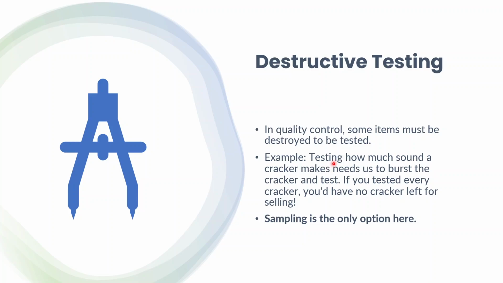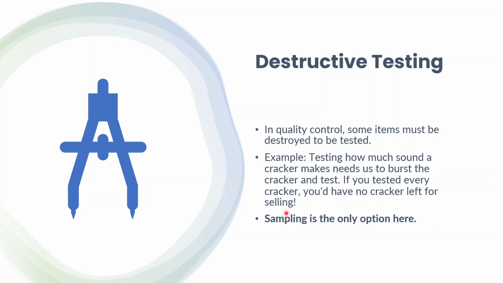So I want to test the quality of the crackers. Testing how much sound a cracker makes needs us to burst the cracker and test. So we will have to burst the cracker and then test it. If I go with a census method, that is all the crackers that are manufactured, if you tested every cracker, you would have no cracker left for selling. All the crackers that you manufactured, if you tested them, then you will have no crackers left to sell, no? So in that case, you will not test all the crackers.